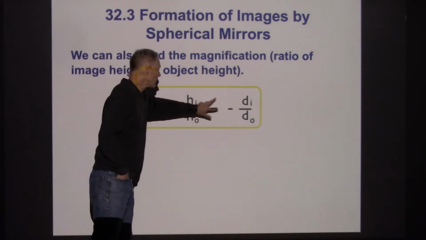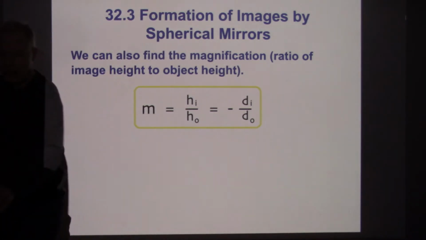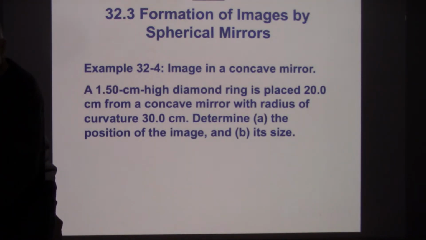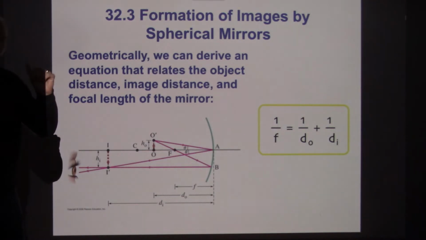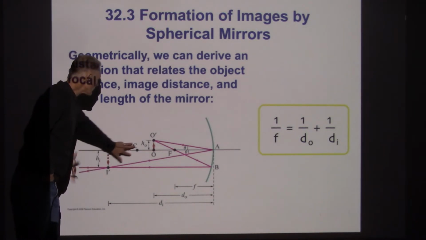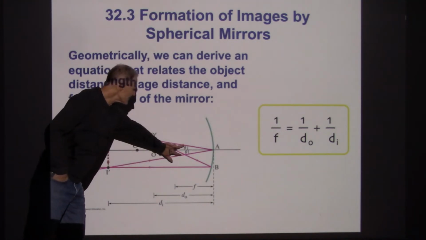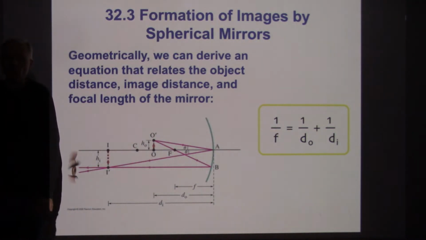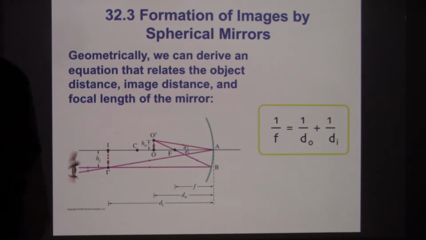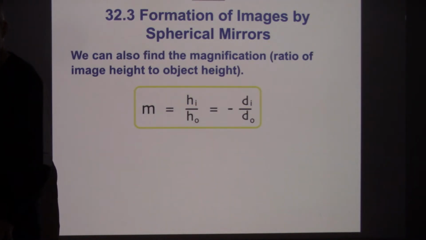And what we can show from the diagram is that HI over HO is going to be proportional to DI over DO because these are similar triangles. So we can use a little geometry and show that this holds. Now there's a minus sign in the formula. What is that doing there? Well, let's take a look and see.